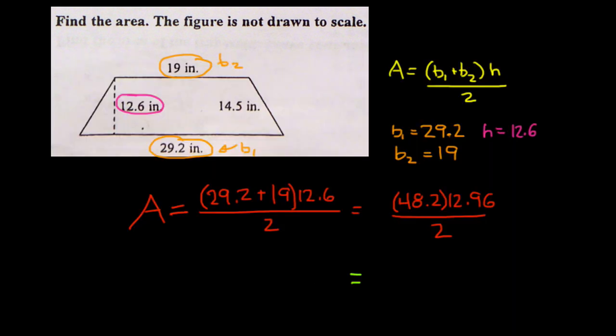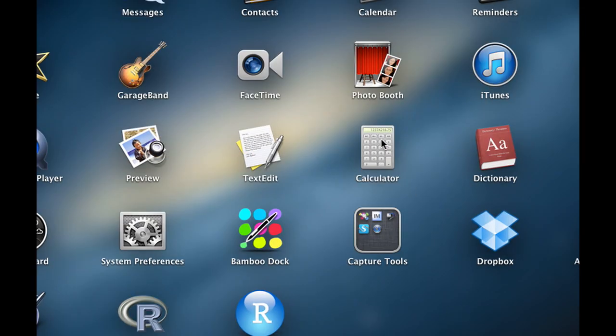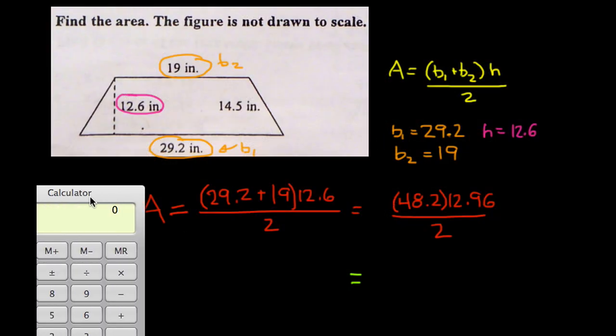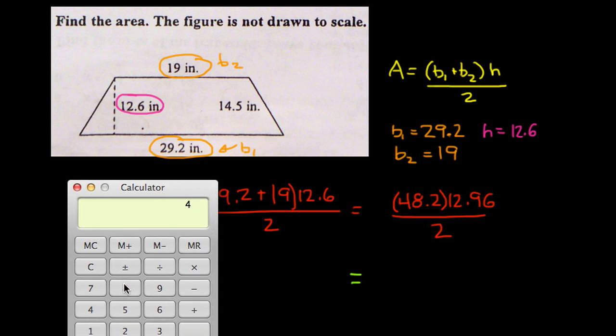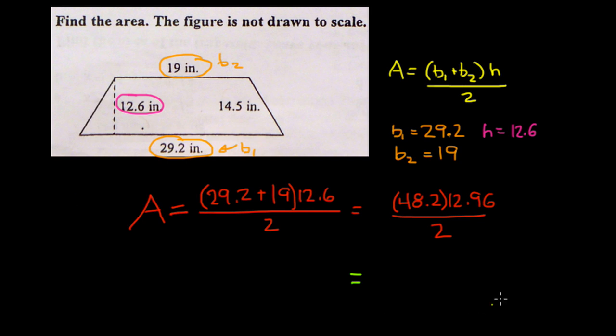use a calculator, which I should have had pulled up already. There's our calculator. So I do 48.2 times 12.96, divided by, so let's hit equals, divide that by 2, and I get 312.336. And we look at our units, it's inches squared.